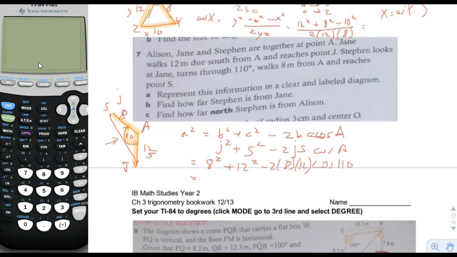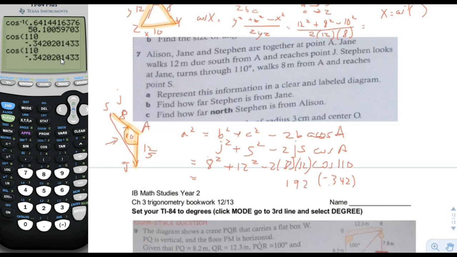Okay, and so cosine of 110, I think we've seen that before. It's going to be negative 0.342. Yeah, we just saw it, I think. Okay, and then if we multiply this out, it's going to be 192 or something like that. Okay, 12 squared is 144, 8 squared is 64. You're going to add all that up, and then you're going to take the square root, and that's going to be your answer. Okay, and then it says find how far north Stephen is from Allison.